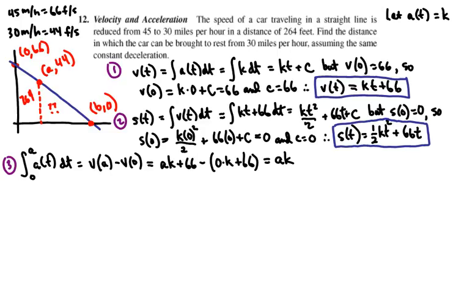But we're also told that v of a is equal to 44 and v of 0 is equal to 66. And so 44 minus 66 is equal to negative 22. And so therefore k is equal to negative 22 over a. Now we're going to see why we'll use this in a moment.